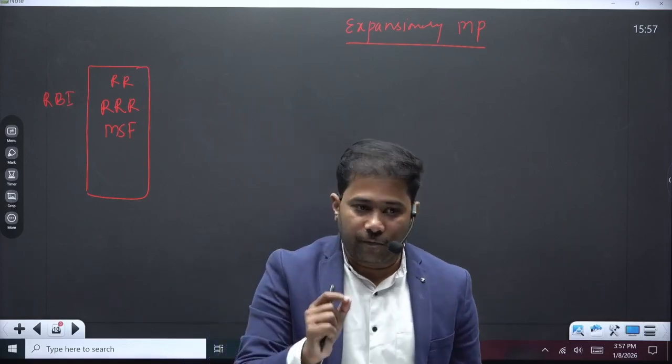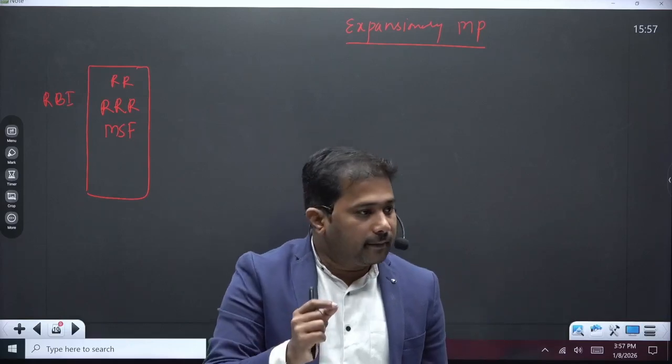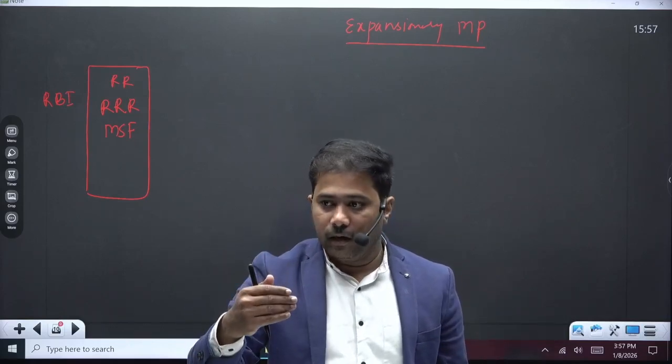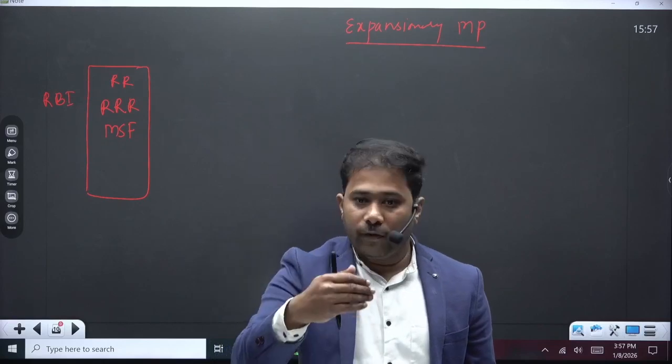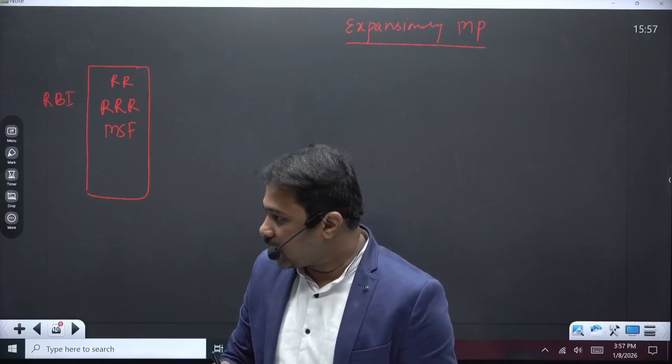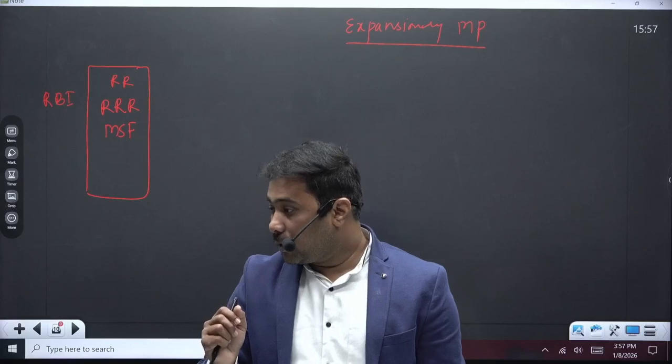When the banks are facing shortage of fund, they can get the loan for a higher interest rate from the RBI. They have the facility of taking loans from the RBI at the repo rate.